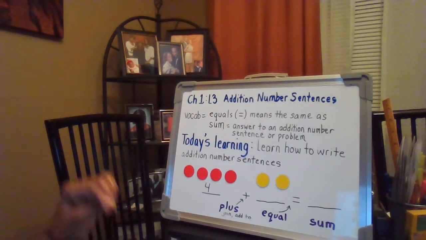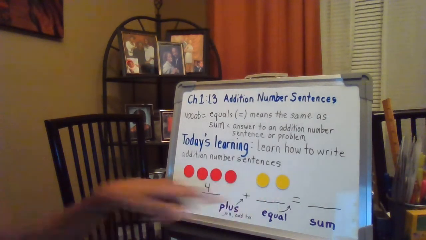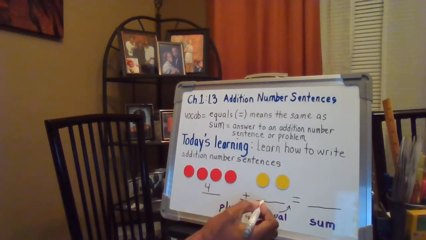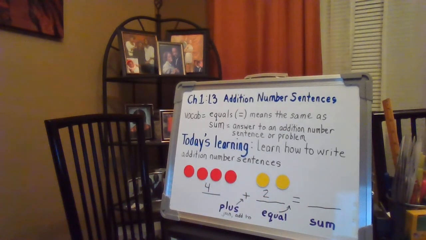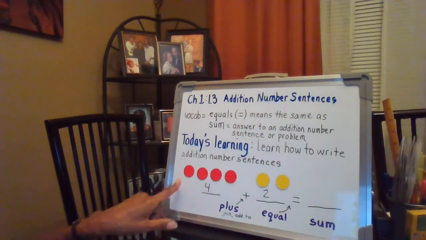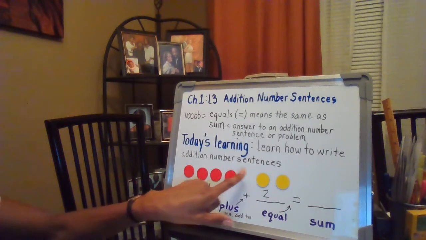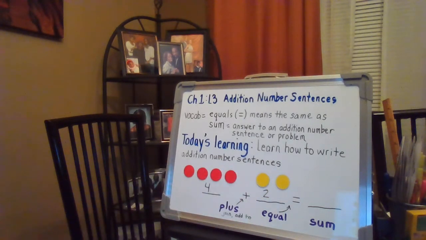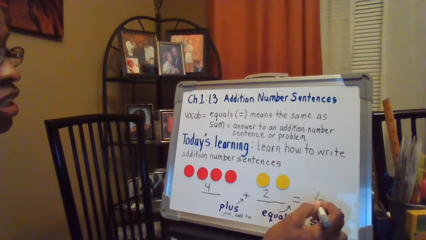Then I want to know how many yellow counters do I have. So I have to count them. 1, 2. So the number 2 represents how many counters I have. Now, in order to find how many counters I have in all, we join the two groups together. 1, 2, 3, 4, 5, 6. So the answer to this problem is 6.